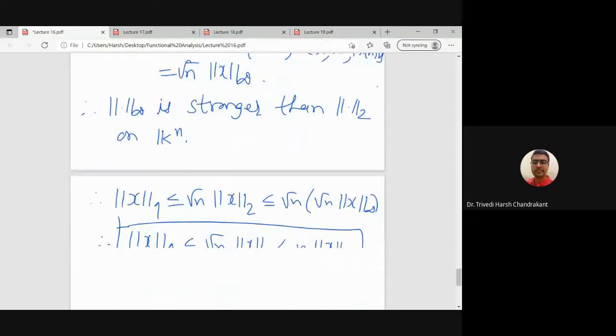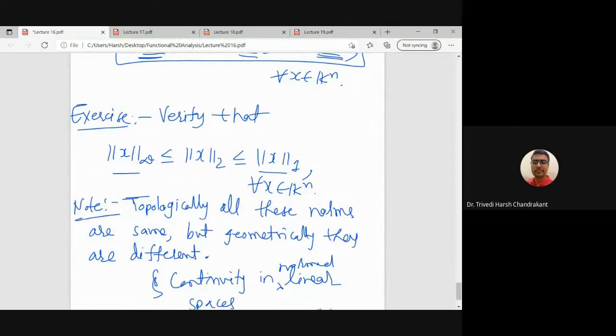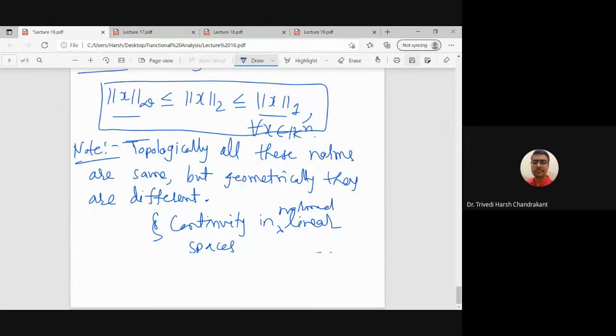Similarly, we compare the other norms, and I have given this exercise, which is very simple. Just write it for R2, and then you can extend it to Rn. So topologically all these norms are the same, but geometrically they are different because the unit ball is different for these three norms. That we already noted, and that was the quiz exercise.